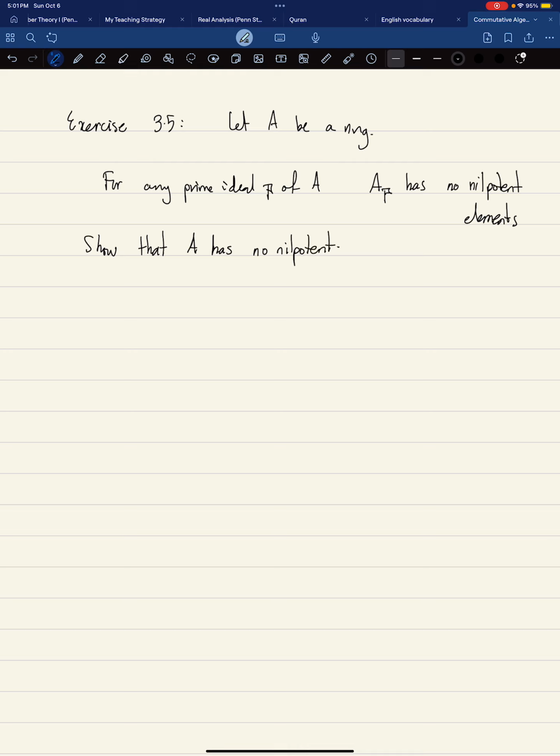So this exercise kind of says that having nilpotent elements is a local property, I think. But to say this, I need to make sure that if A has no nilpotent elements, does that imply that this A_P has no nilpotent elements? Is this thing true?